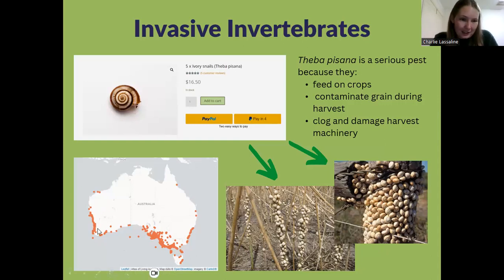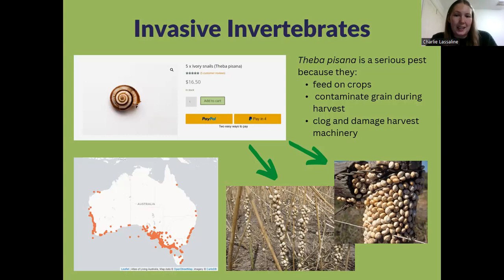And currently, this is a current distribution map of them. They're mainly around the southern coast of Australia. Not really too many in Queensland, or not a huge amount in New South Wales either. However, this website here just openly sells them and will ship them anywhere in Australia with no regulations.